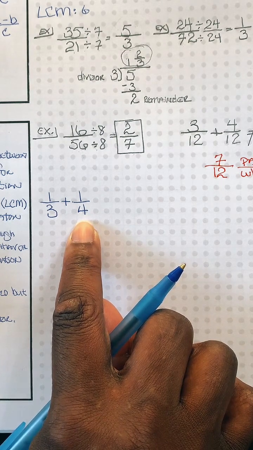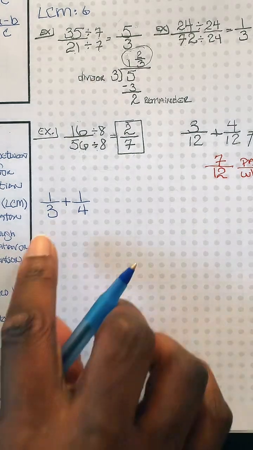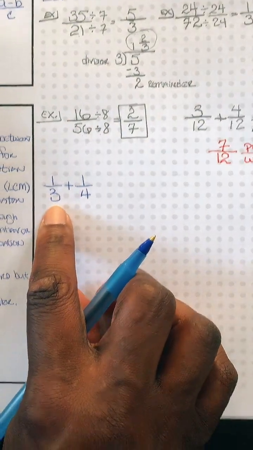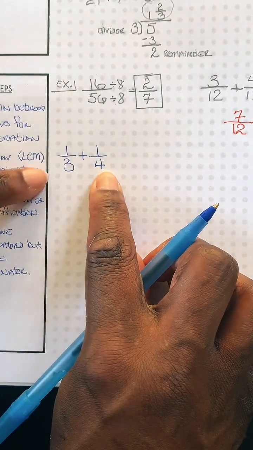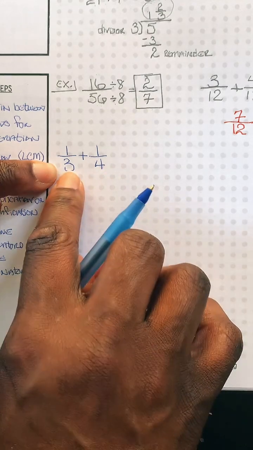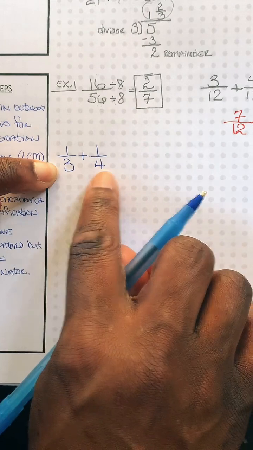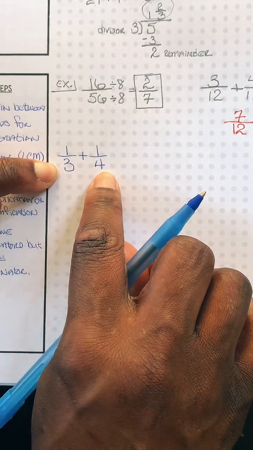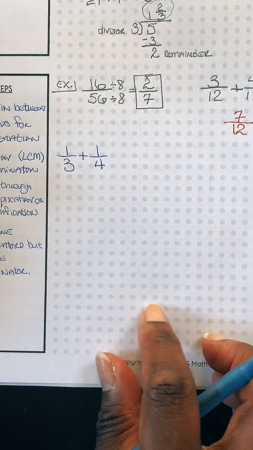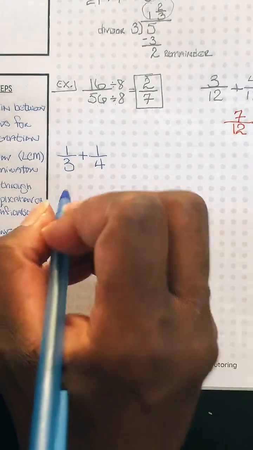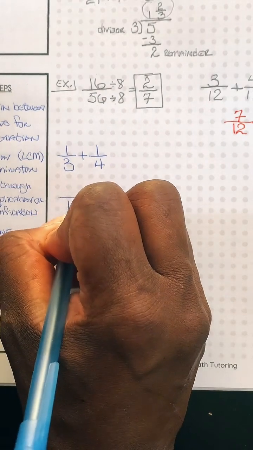Okay, different denominators. Thank you, Caitlin. The denominators. Thank you. All right, so we need to find a common denominator. All right, so we got to think in the multiples of 3s and multiples of 4s. What do they have in common? Okay, they're not the same. Good. Yes, what we have in common is 12.